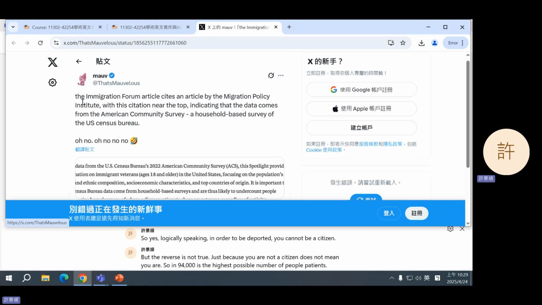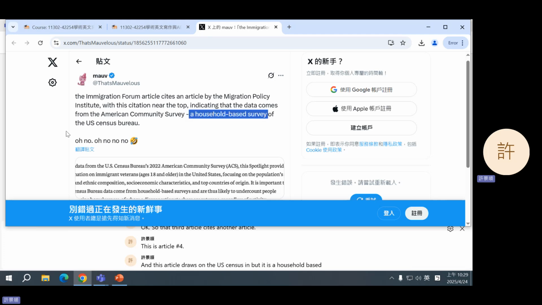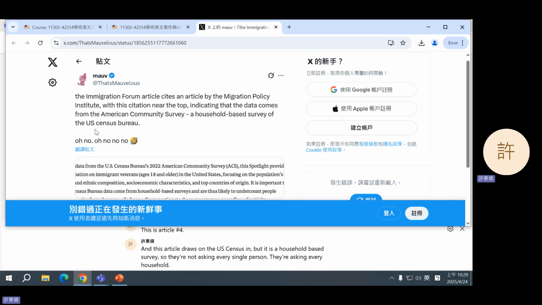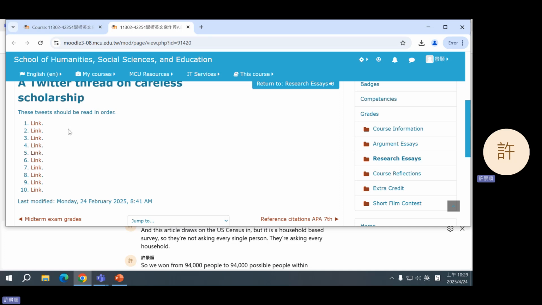Okay, so that third article cites another article. This is article number 4. And this article draws on the US Census, but it is a household-based survey. So they're not asking every single person, they're asking every household. So we've gone from 94,000 people to 94,000 possible people within households.